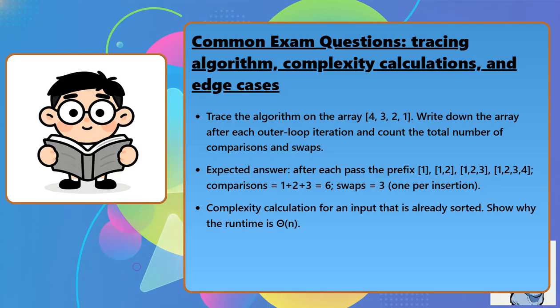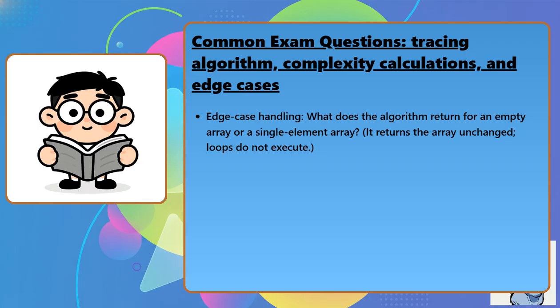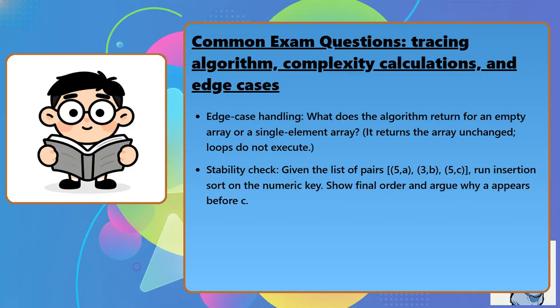Complexity calculation for an input that is already sorted. Show why the runtime is theta of n. Explain that the inner while condition fails immediately, giving 1 comparison per iteration. Edge case handling: what does the algorithm return for an empty array or a single element array? It returns the array unchanged. Loops do not execute.